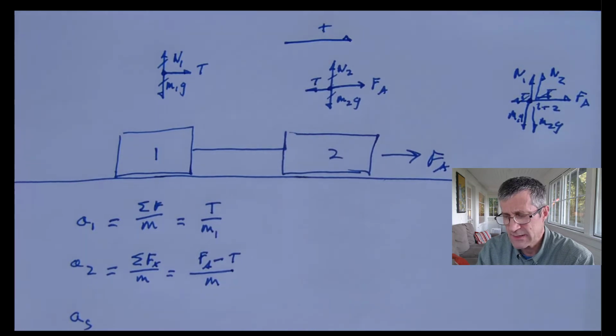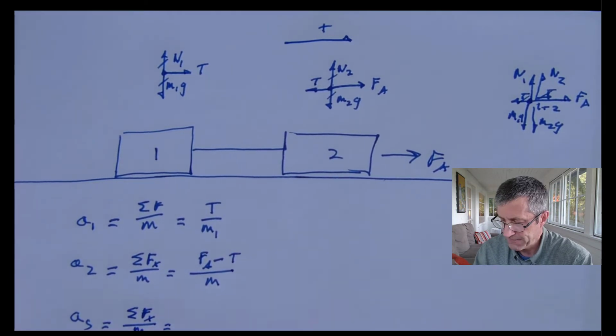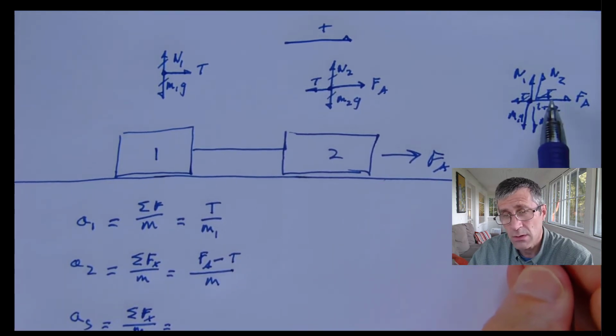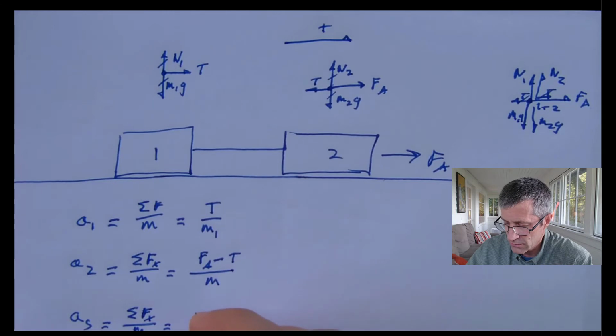So notice that for my system, now my system is going to be the sum of the forces. And again, I'm going to be worried about the horizontal dimension because that's the interesting one. And this is going to be equal to, what do I have for my system now? Well, my tensions cancel. I'm just left with my applied force divided by my total mass. My total mass is going to be m1 plus m2.